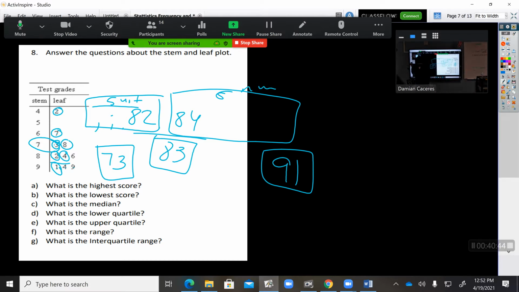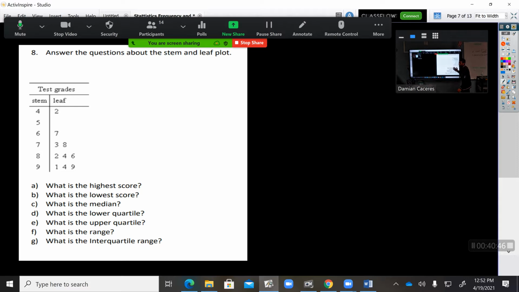Another good hint is figuring out how many values you have. Instead of counting out all the numbers you listed, just count your leaves. As you can see, 5 is a stem, but it has no value on it, so you can't count the stems. All you have to do is count the leaves. How many leaves do you have? 10. That's 10 numbers.